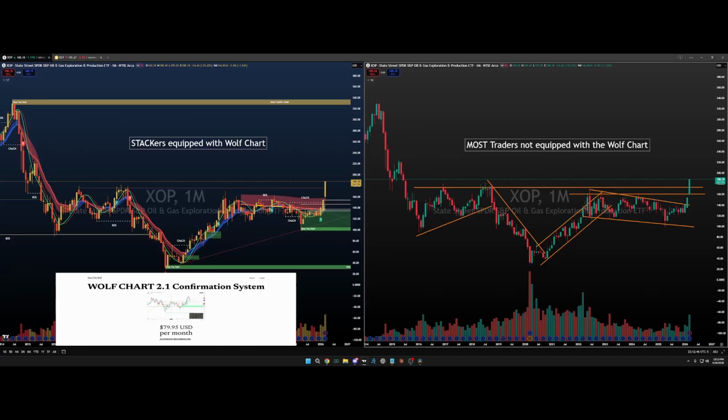I want you to take a quick look at something. Which chart would you rather have? The one on the right, with no Wolf Chart, no structure markings, everything manual? Or would you want to have the Wolf Chart on the left? This is what the stackers utilize every single day, knowing exactly where key levels are, knowing exactly where smart money is placing their bets and where they're selling off at.